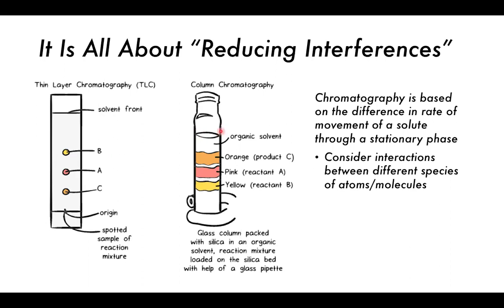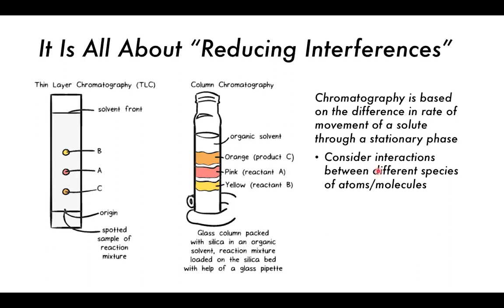It's important that it's uniformly flat because otherwise there can be differences in the speed at which our products and reactants move through the column. And so it says here that chromatography is based on the difference in rate of movement of a solute through a stationary phase. The stationary phase here is the silica, which is on the metal plate. And here it is the silica, which is within the glass column. You can have different stationary media. You can have alumina, but usually we have silica.